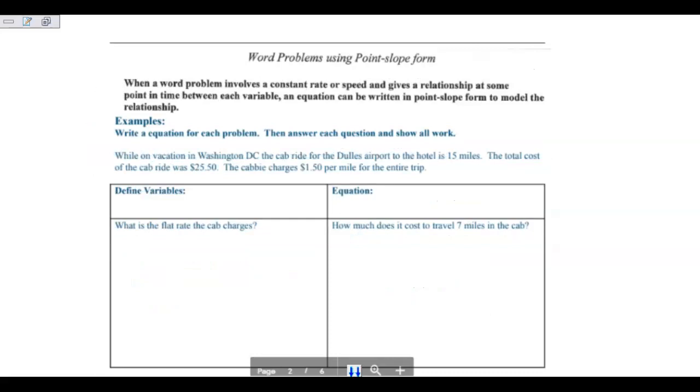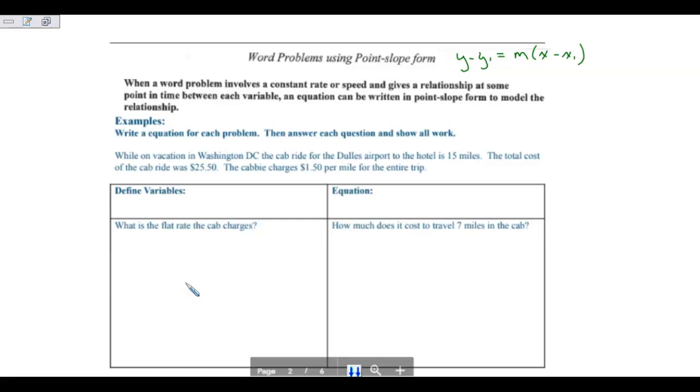This one's using the point slope form. When a word problem involves a constant rate of speed and gives a relationship at some point in time between each variable, an equation can be written in point slope form to model the relationship. And remember, the point slope is y minus y1 equals m times x minus x1. So that means I need to know a slope and at least 1 point to work with. So let's identify our variables.